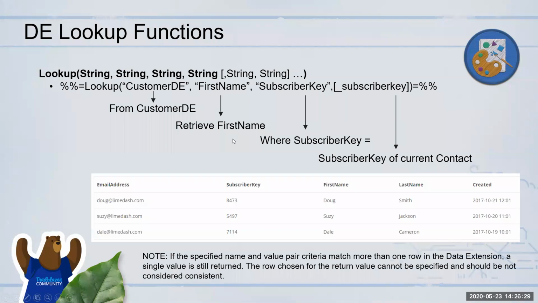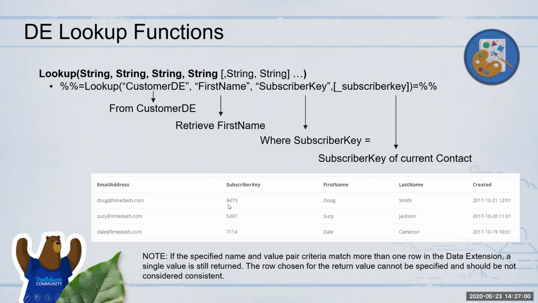Let's say I wanted the first name of a person, based on some condition from this particular data extension. So I'll say retrieve first name. Now the where condition is the third parameter. Which field should I use for the where condition? I'm going to say I want the subscriber key as the where condition. And then I say what the value is that is passed to the where condition. This is again a system attribute like subscriber key. I can pass the subscriber key of the current contact.